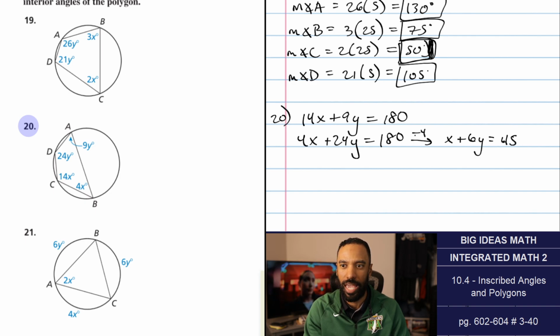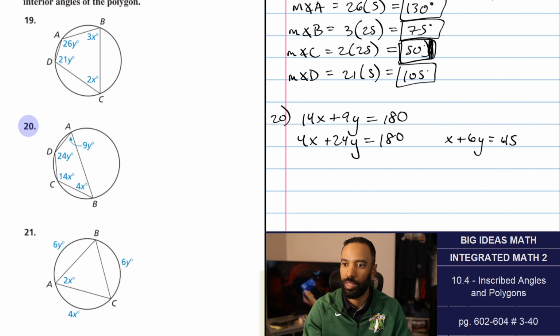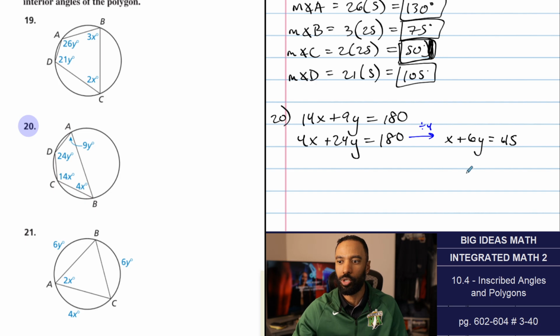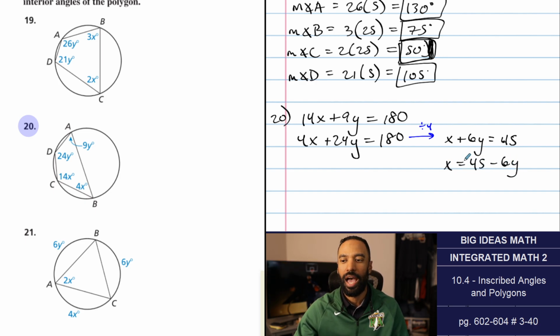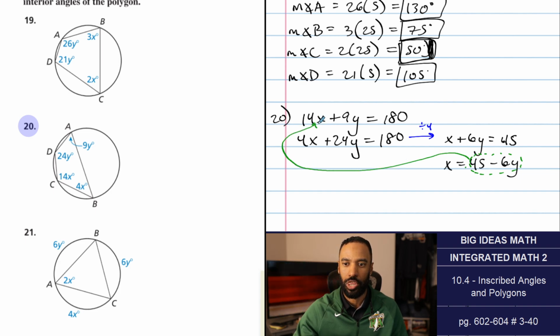And what I'm going to do is get x by itself, if you don't mind. Divided by 4. Okay, let's subtract 6y from both sides. I'm going to get x equals 45 minus 6y. I'm going to take this expression, and I'm going to substitute it in for x in the other original equation right there. This will give me an equation with all y's.